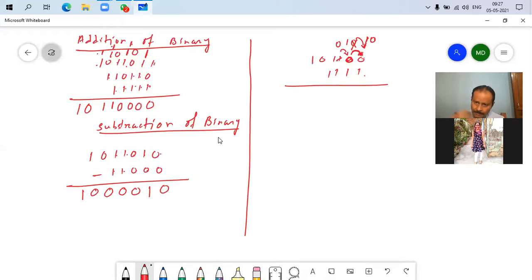Now let me explain it once again. I'm writing it a little bigger now. 101100, then we subtract 1111.